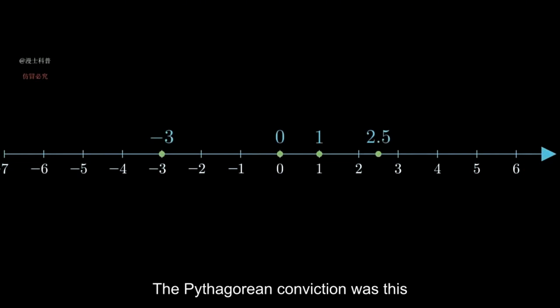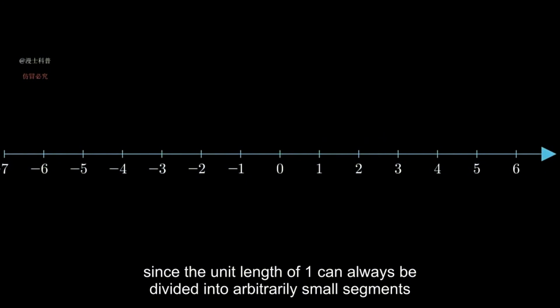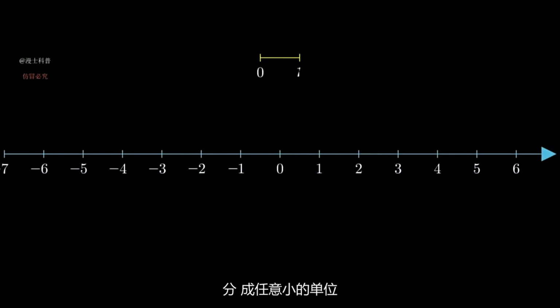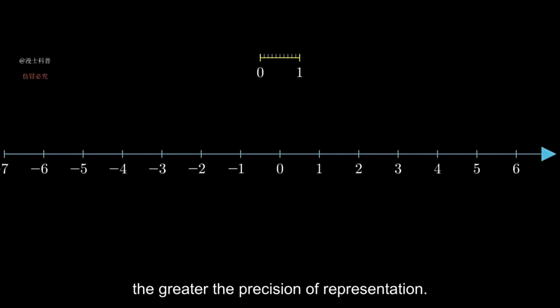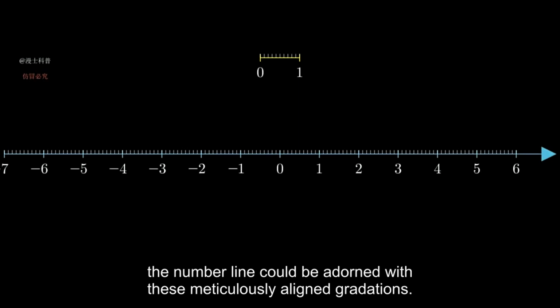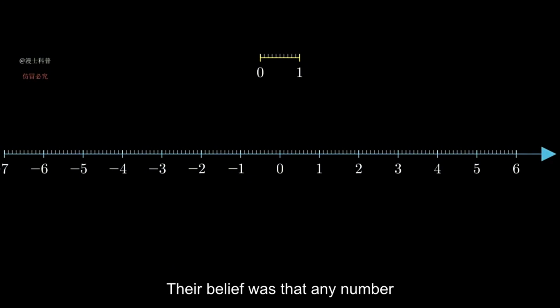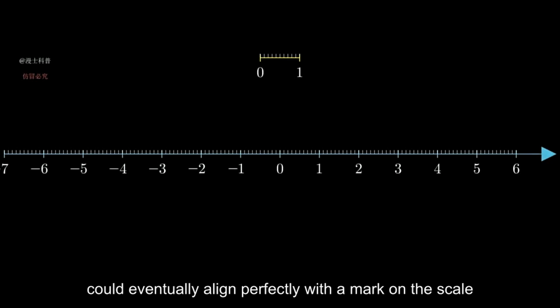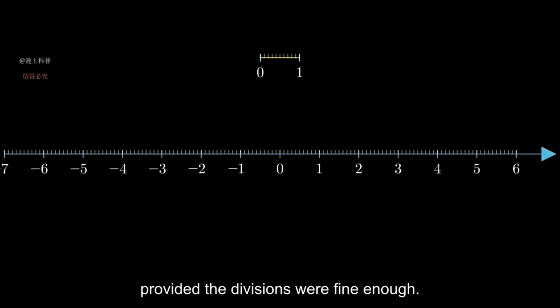The Pythagorean conviction was this: since the unit length of 1 can always be divided into arbitrarily small segments, the finer the division, the greater the precision of representation. Just like marking a ruler with evenly spaced ticks, the number line could be adorned with these meticulously aligned gradations. Their belief was that any number, no matter how large or small, could eventually align perfectly with a mark on the scale, provided the divisions were fine enough.